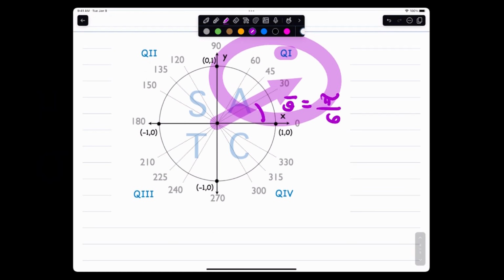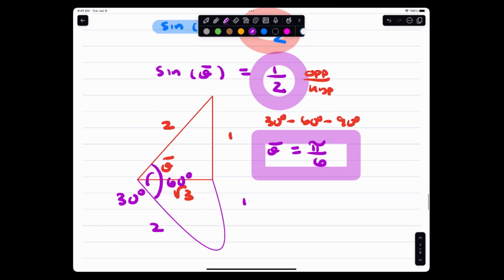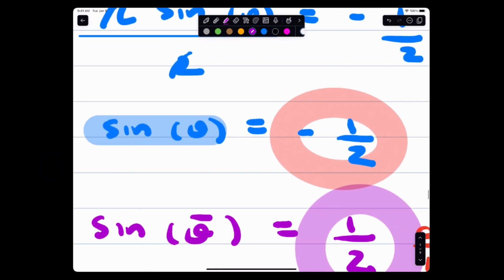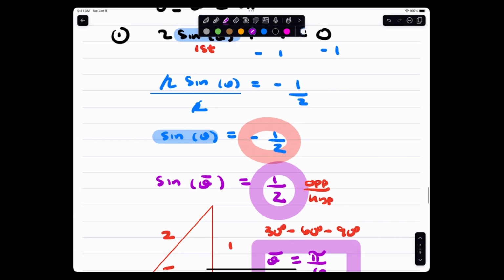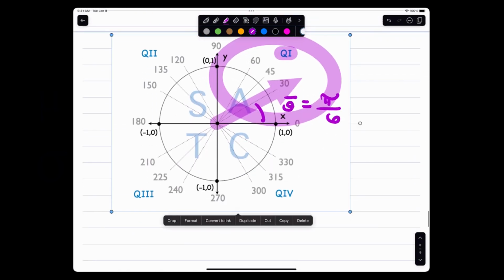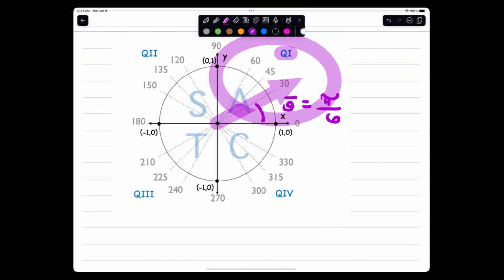But you have to go back and say, wait a minute. They want sine of negative 1/2, not positive 1/2. There are 2 quadrants where sine is negative. All students take calculus. So in quadrant 3 and quadrant 4.